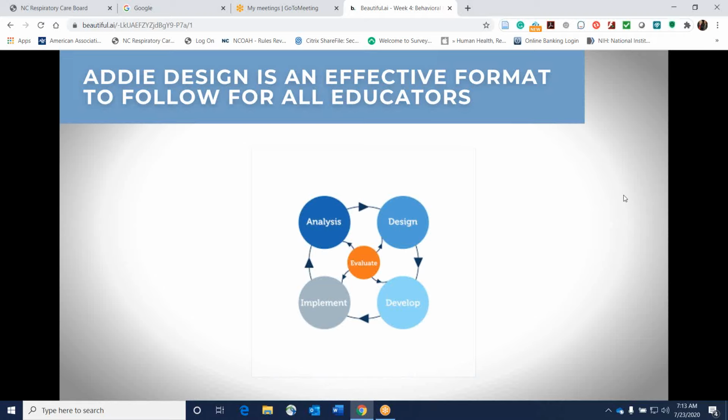And the ADDIE design, the acronym is: analysis, design, develop, implement, and evaluate. So it spells the word ADDIE. That's where it comes from.